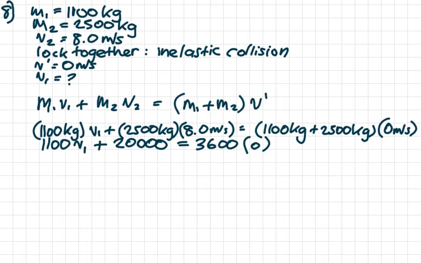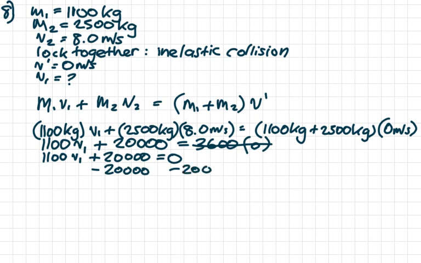All right, get rid of the units and do a little bit of math. The right side of the equation drops out because anything times 0 is 0. So we have 1100 v1 plus 20,000 is 0. Subtract 20,000 from both sides. And so we have 1100 v1 equals negative 20,000.